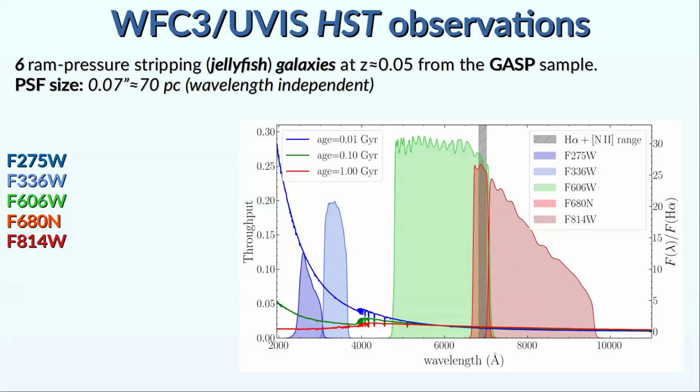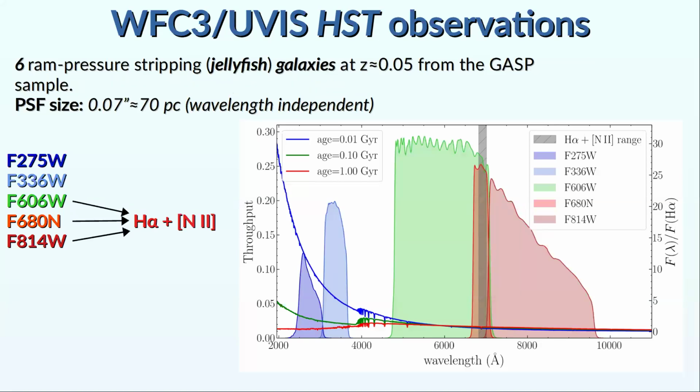So about our observations, we observed the 6 galaxies that now we'll show you from the GASP sample, a survey of jellyfish galaxies, mainly performed with MUSE. So we went better in resolution from 1 kiloparsec to 70 parsecs, and we observed them in these 5 filters. These 2 UV band filters are very useful to discriminate the age of the stellar population. You can see our spectra of different ages, 0.01, 0.1, and 1 gigayear.